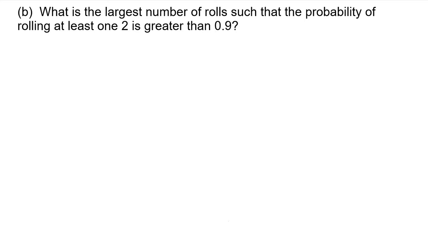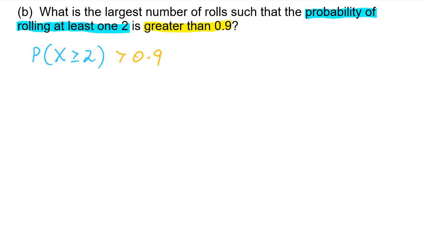So in terms of starting this off, I would begin with a probability statement. So what it says is we want to get at least 1, 2. So the probability of rolling at least 1, 2 would be written like that. And we want that to be greater than 0.9. So that's what we're looking to do.